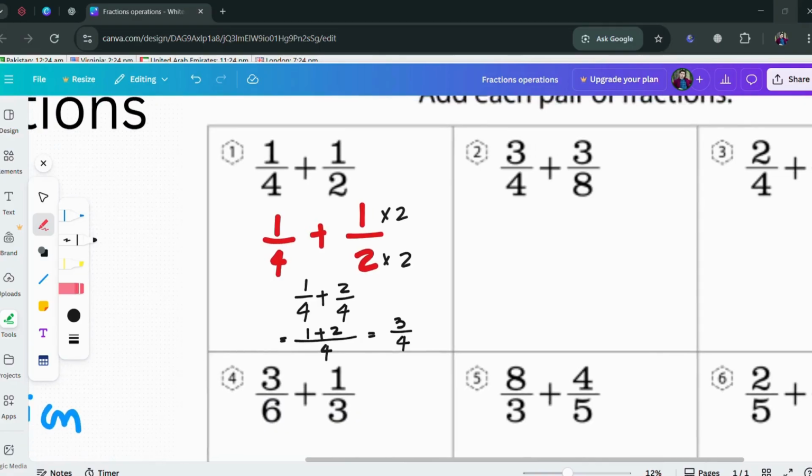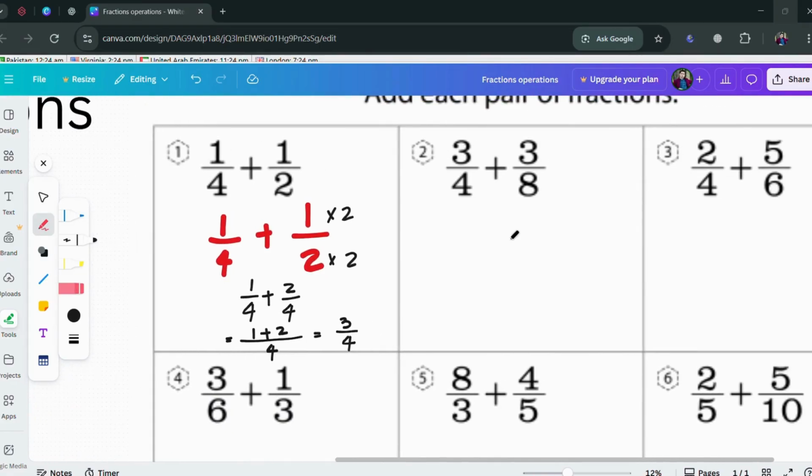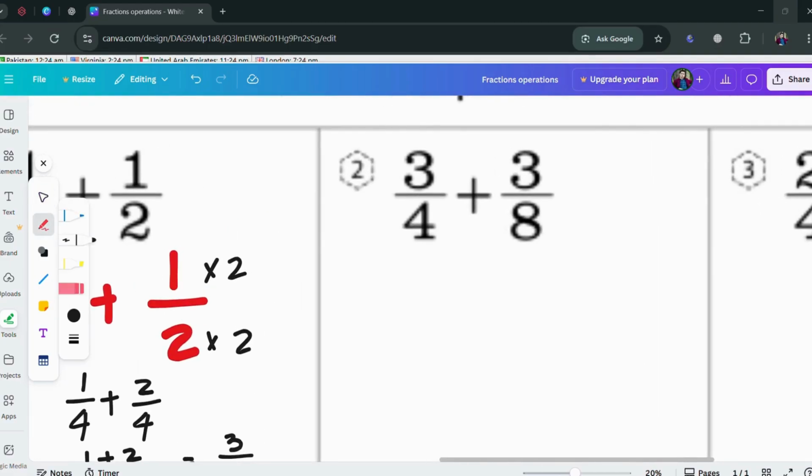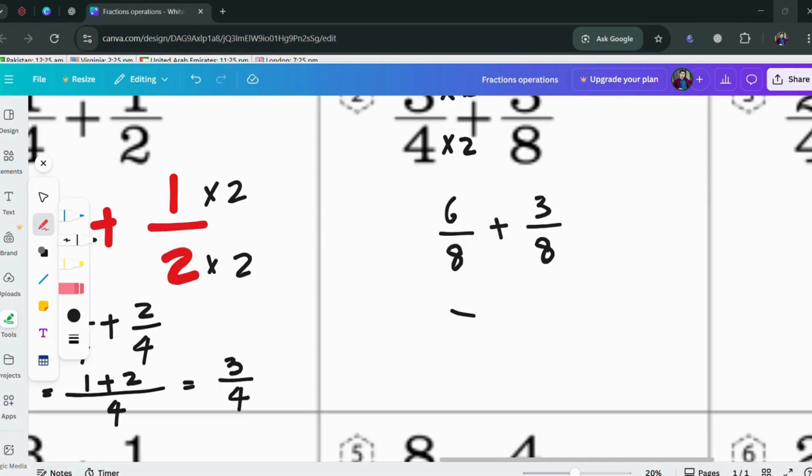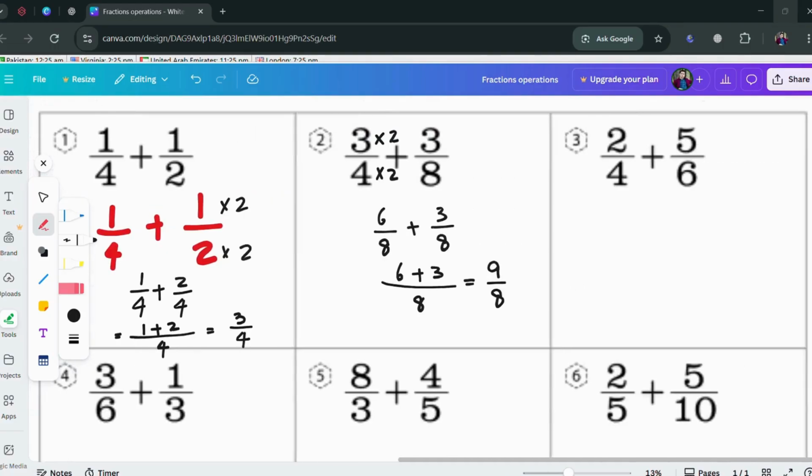Similarly, we can solve the second question. As you can see, that is 3/4 plus 3/8, right? In order to make the denominator common, I'm going to follow the same exact process. I'm going to multiply both numerator and the denominator by 2. It's going to be equivalent to 6/8, because 4 times 2 is 8, right? Plus 3/8, right? This way, I'm going to get 6 plus 3 over 8, right? That's going to be equivalent to 9/8. That's going to be the answer for this one, right, beta?